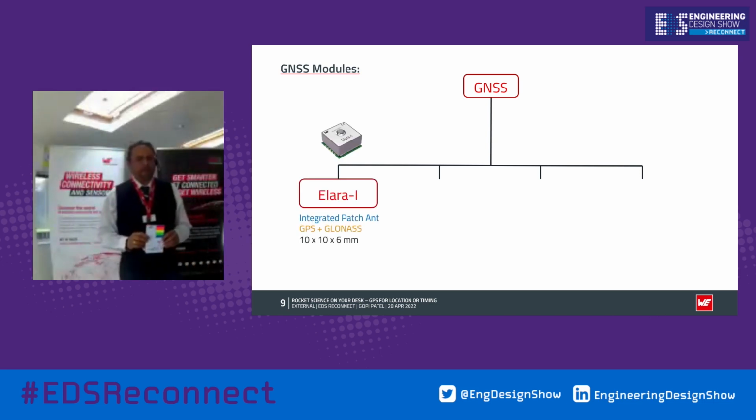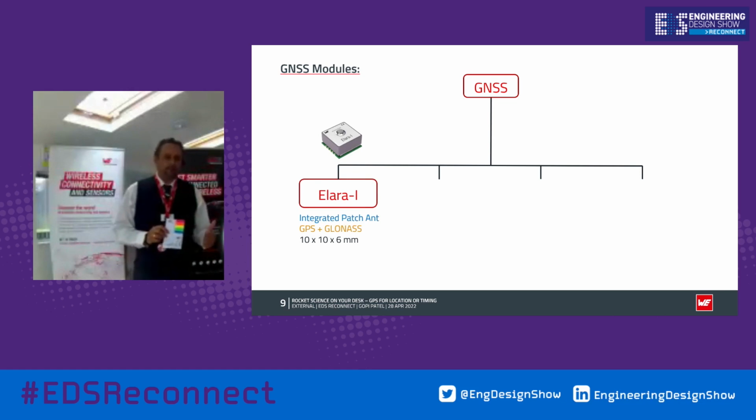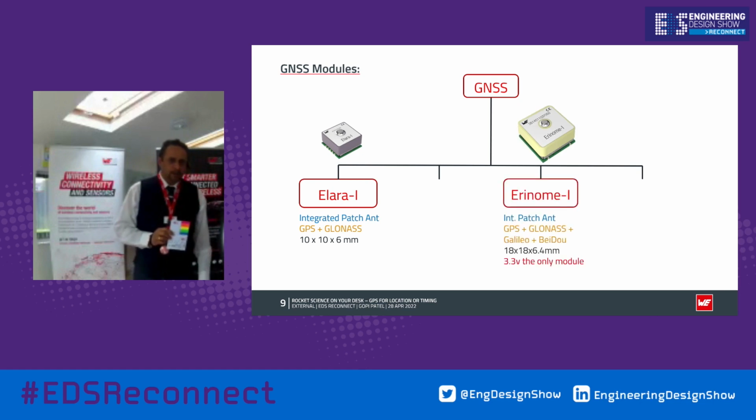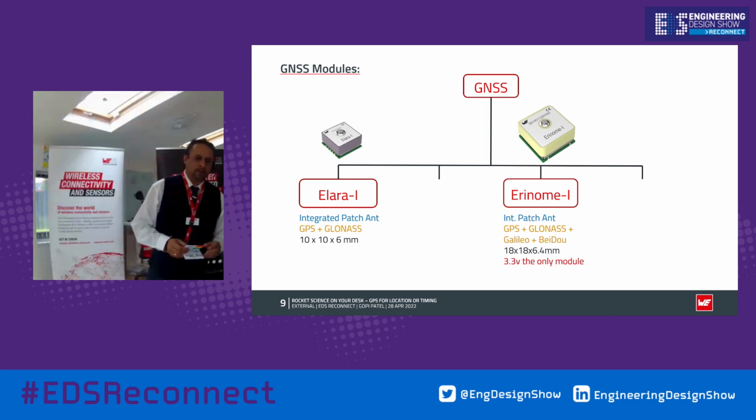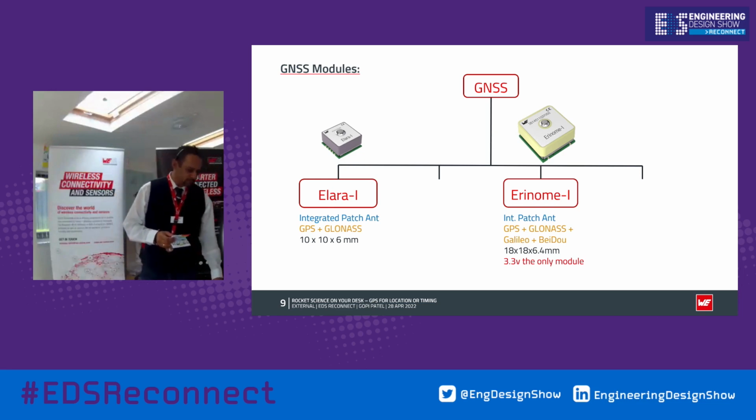First is Ilara 1, which has an onboard antenna, and it can cover GPS and GLONASS. It's 10 by 10 millimeter and 6 mil high. When you look at the Irinome, the name is slightly longer than Ilara, and a longer name means it also has much better features, for example Galileo and BeiDou. Slightly bigger, and this is the only module that can operate at 3.3 volt. The rest only operate at 1.8 volt. You have to be careful about it.